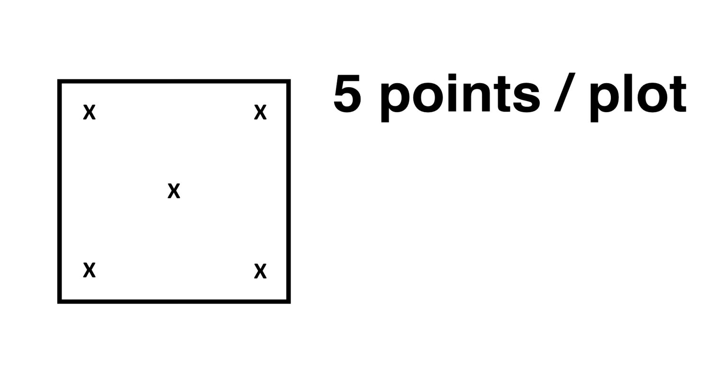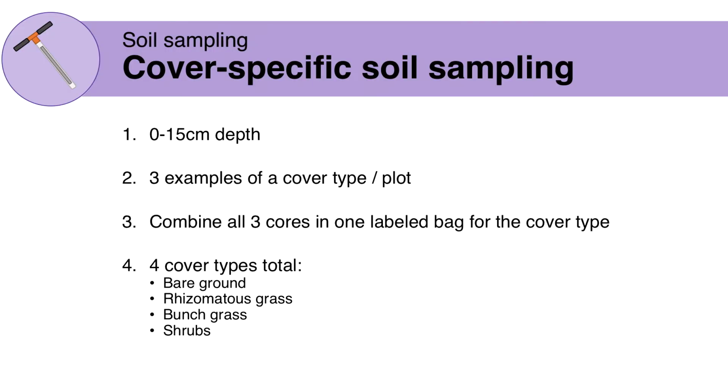So let's walk through now our cover-specific soil sampling. Similar to the plot level sampling, we'll be going to 15 centimeters depth with the small core. But in this case, we'll be taking cores from 3 examples of a cover type, and then combining those cores to get a representative sample for that cover type. The 4 cover types that we'll be focused on are bare ground, rhizomatous grass, bunch grass, and shrubs.